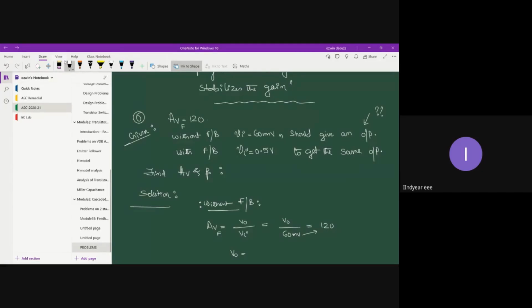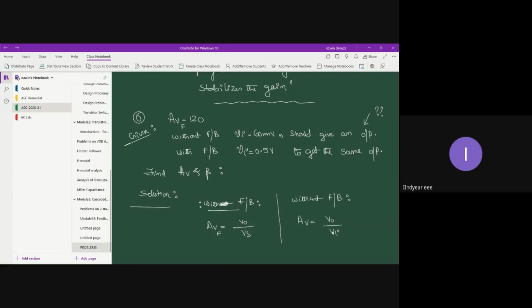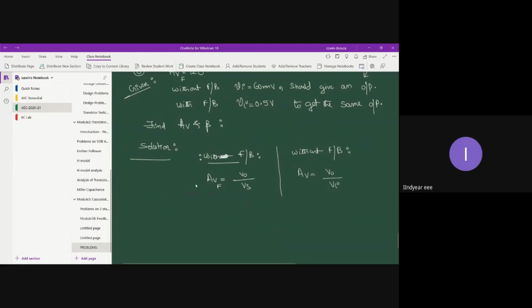So AVF is V naught by Vs. Okay, because with feedback we consider the source signal. On the other hand, without feedback, AV is equal to V naught by Vi. Okay, V naught by Vi.